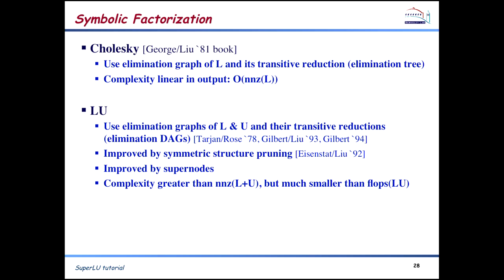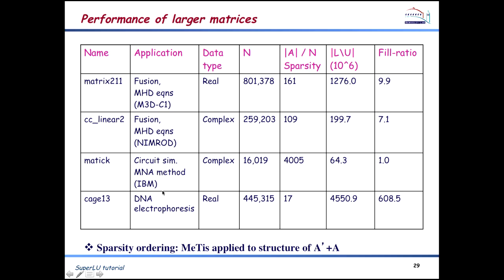And then symbolic factorization for symmetric Cholesky is easier. For LU is more involved. So I'll show you, you can read this later with different matrices from different applications. The filling ratio actually varies a lot. So for this matrix DNA application, the amount of fill is over 600-fold. So it's tremendous. For circuit matrix, it's much better. It's almost stay no fill.